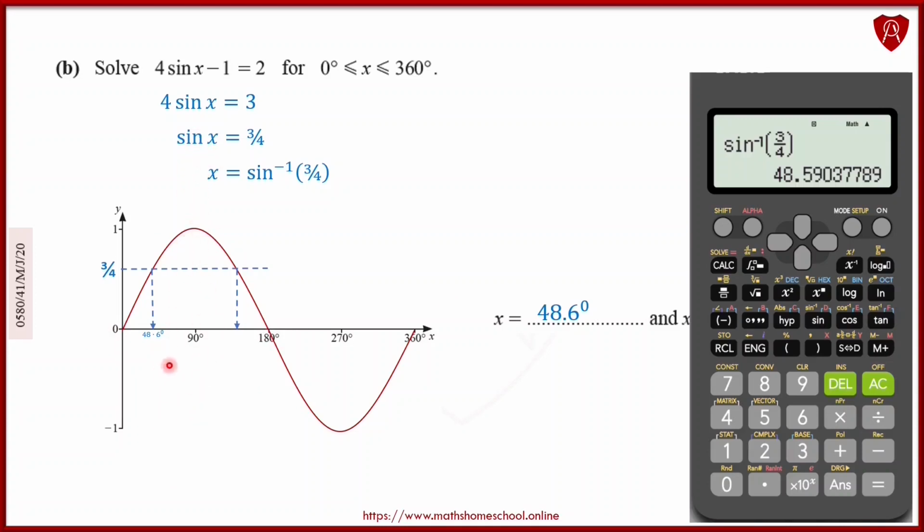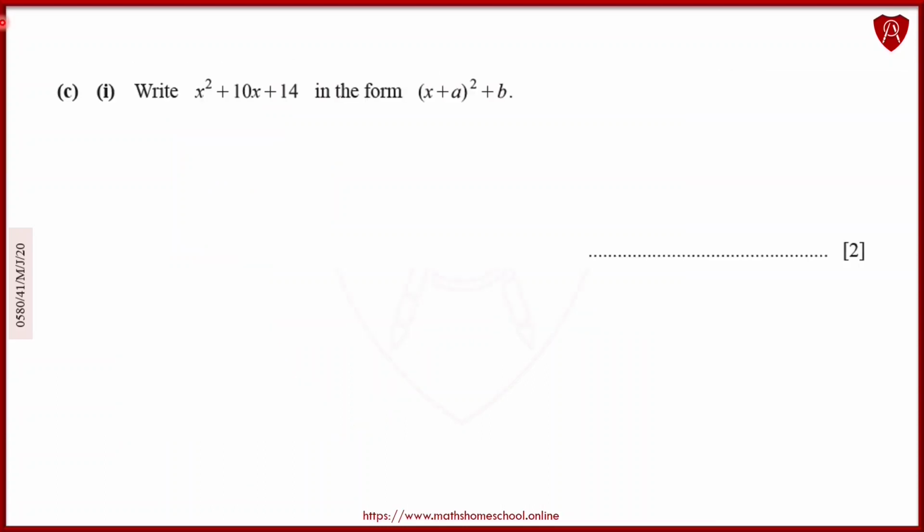We shall take advantage of that to find this angle here. If this angle is 48.6 from 0, it should be 48.6 degrees from 180 degrees. To get this angle, we must do 180 minus 48.6, and that is our second value of x, 131.4.